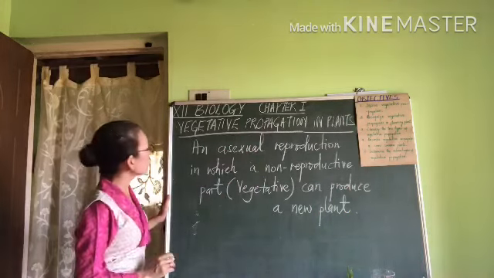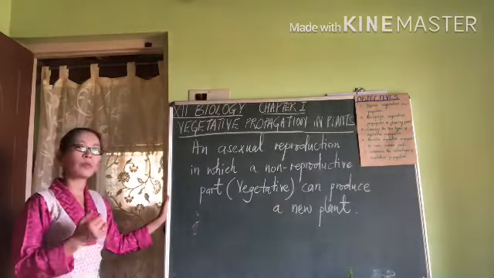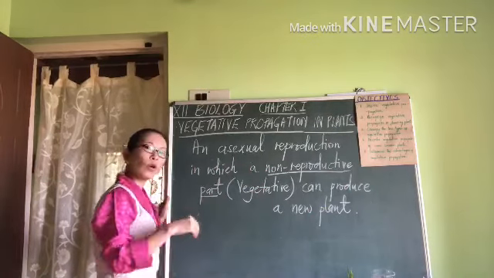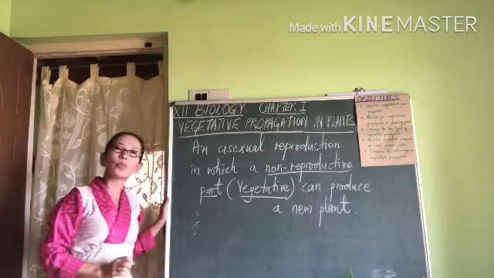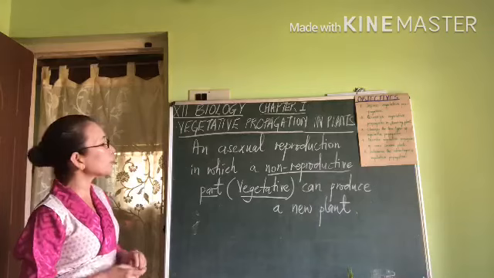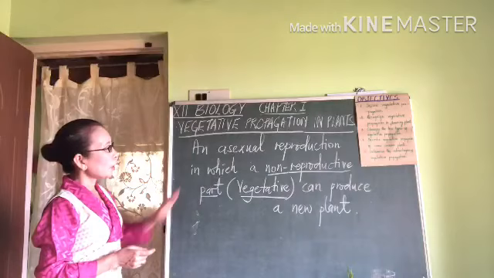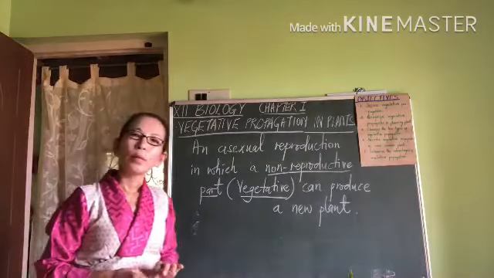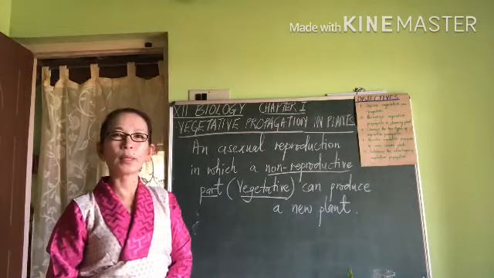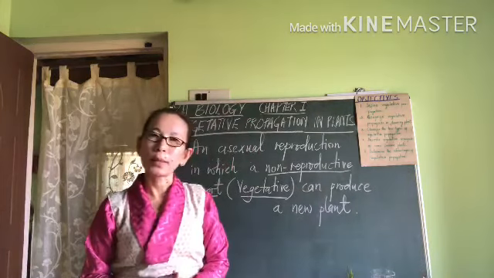Alright, so it's an asexual reproduction in which a non-reproductive part or a vegetative part can produce a new plant. So this is a simple definition for vegetative propagation. Now, having said that, flowering plants can be generated from the non-reproductive parts of a plant. Let's now look into which are the non-reproductive parts in the flowering plant.